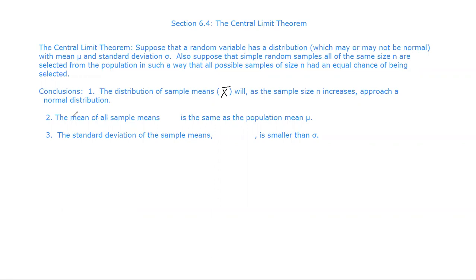The second one is that the mean of all sample means is the same as the population mean mu. Now, the notation for the mean of sample means is going to be mu with a subscript of x bar. I'll explain what this means in this space below in just a moment. But the last conclusion that we can draw is that the standard deviation of the sample means, which is going to be denoted by sigma sub x bar.